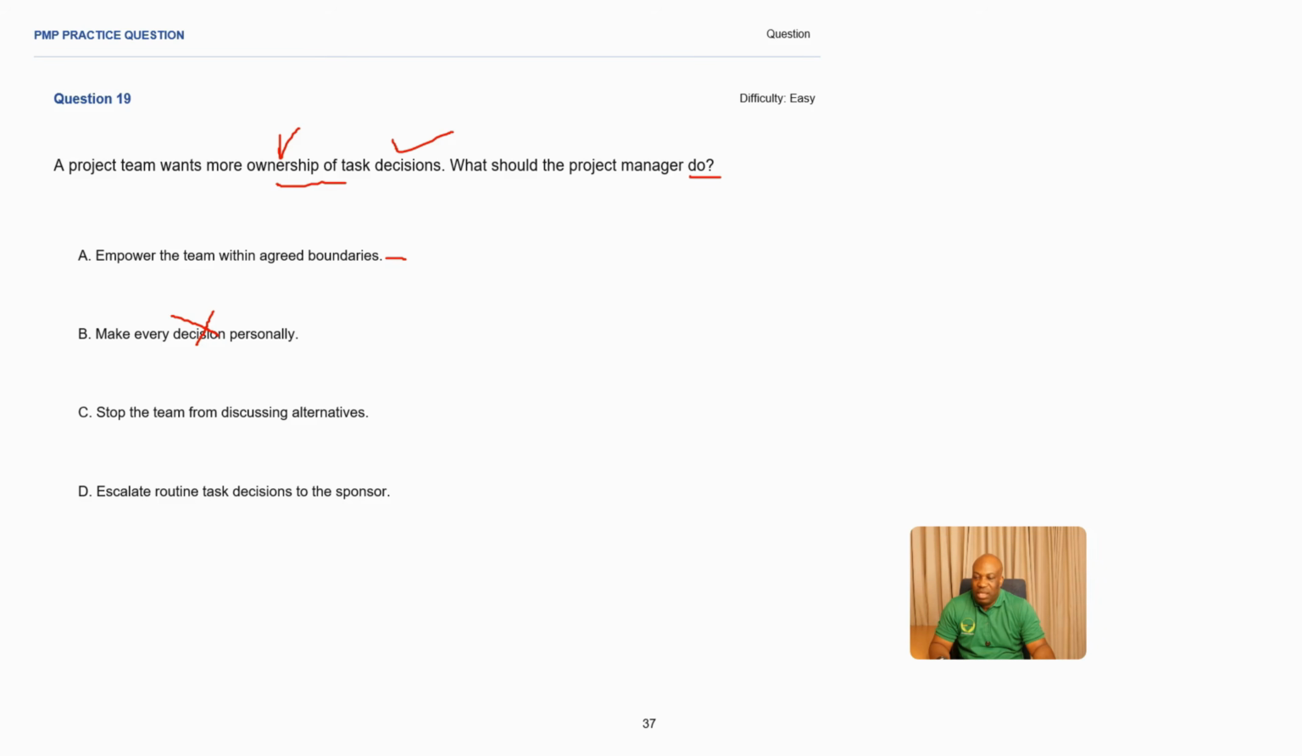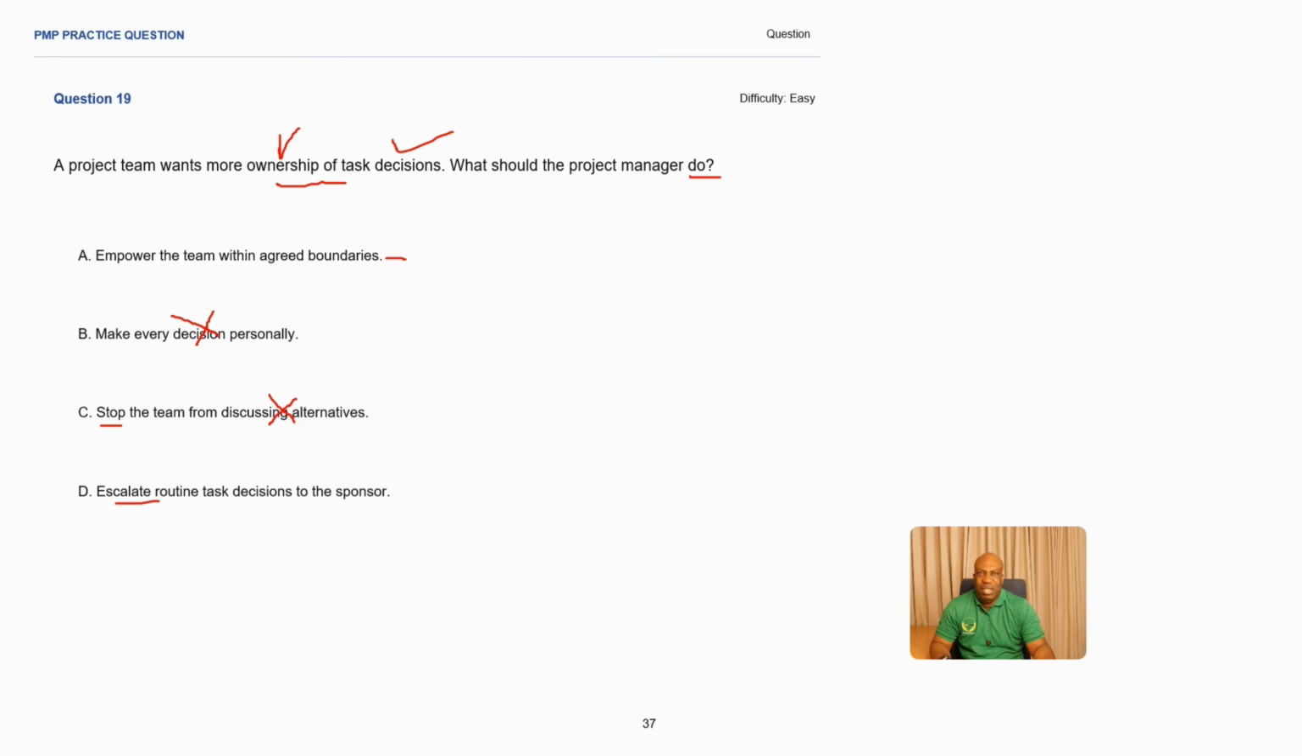Then on C, stop the team from discussing alternatives. You don't do this in a project environment. Allow an environment where the team can air their views. They can also make some decisions, especially where it's a subject matter decision, thereby making this an incorrect answer. Then D, escalate routine task decisions to the sponsor. You want to escalate routine task decisions to the sponsor.